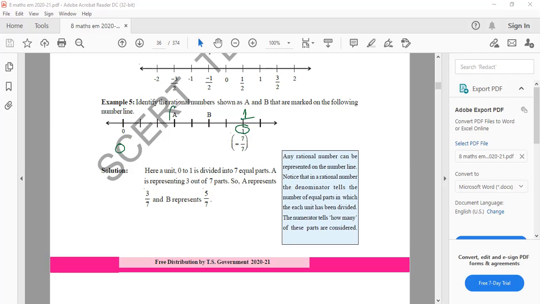What is the value of A? What is the value of B? You have to identify the rational numbers shown at A and B. Please tell me the numbers. That is the question. Okay. Now I'll tell you one example before going to that. This is 0. This is 1. This is 2. This is 3. How many parts? 1, 2, 3. Am I clear, right?